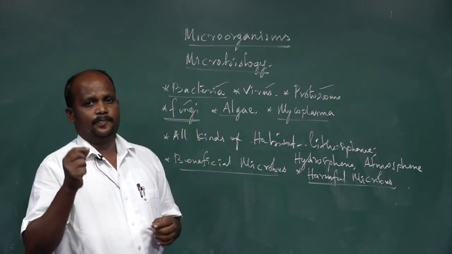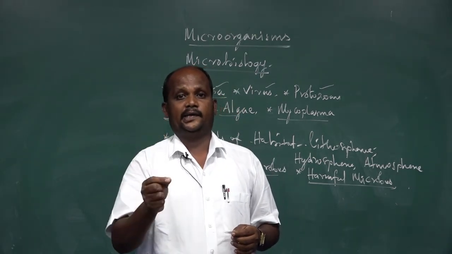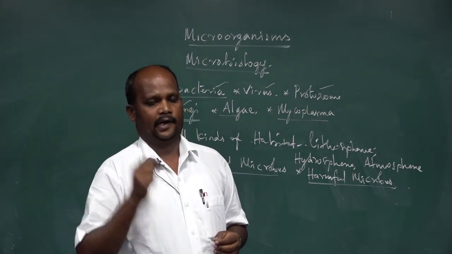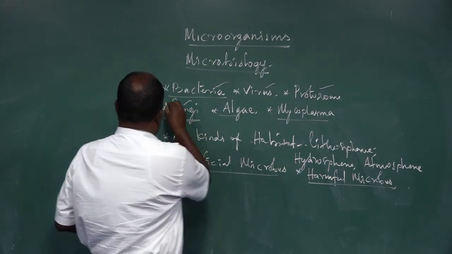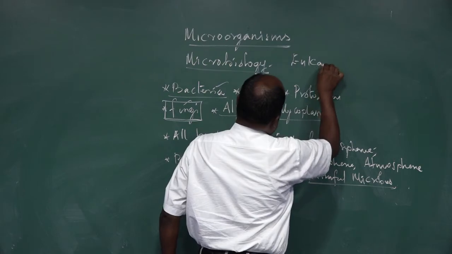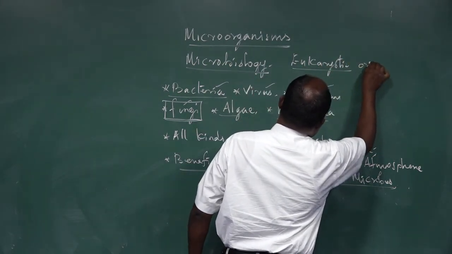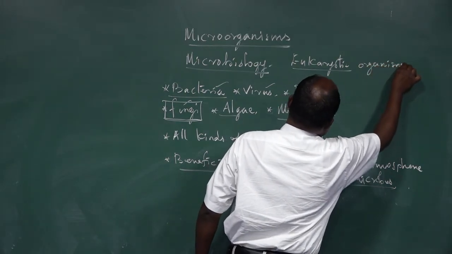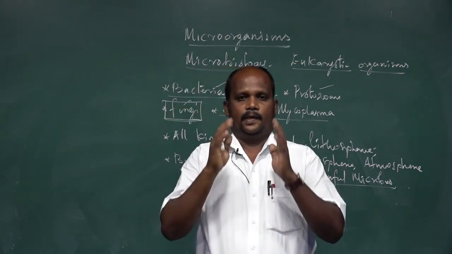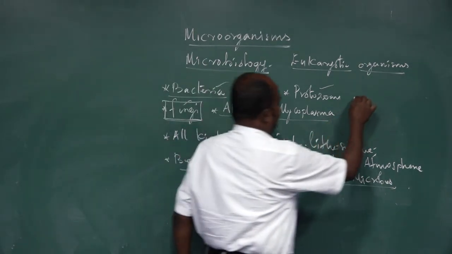Fungi. Fungi is a non-green saprophyte or parasite type of eukaryotic organism, that is called fungi. Fungi are eukaryotic organisms, which means, like all animal cells and plant cells, the body is made up of a cell membrane.